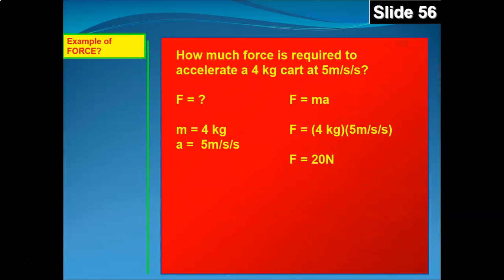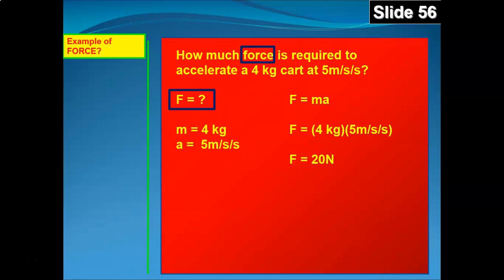So how much force is required to accelerate a 4 kilogram cart at 5 meters per second per second? So the first thing you have to ask is, what is the question asking for? That's step 1 of breakdown format. It's asking for force. So you go to your gold sheet, and force is abbreviated by a capital F, so it's F equals question mark.